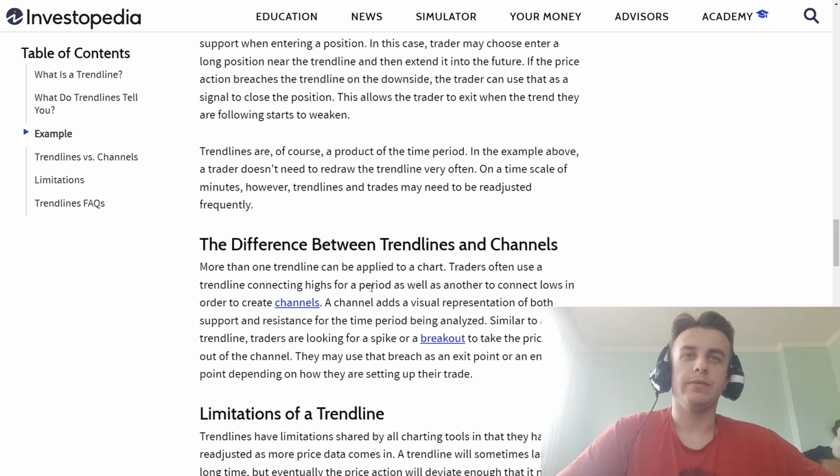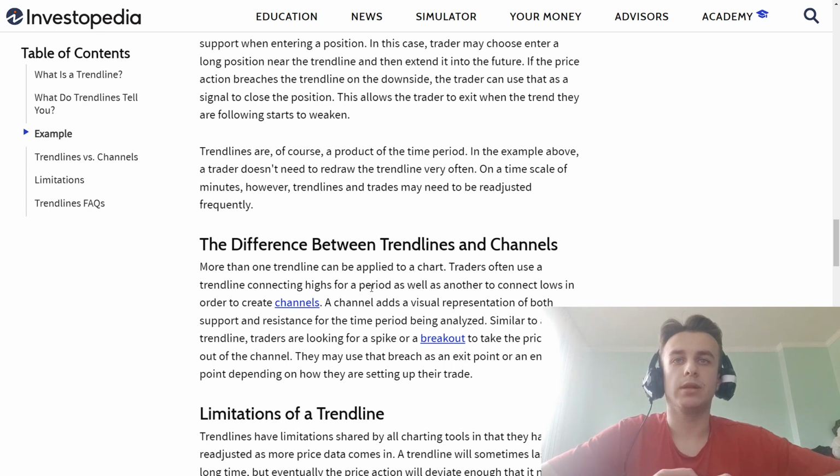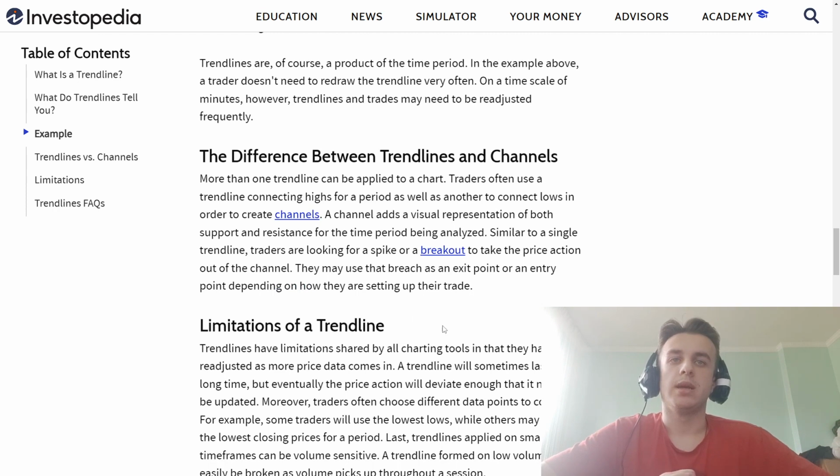Next, the difference between trends and channels, and where the trend line can be applied. Chart traders often use a trend line connecting highs in one period and another connecting lows in order to create a channel. A channel is a visual representation of both support and resistance for the time period. Analysts using a similar technical trading approach look for a spike and breakout to take price action out of the channel. They may use the break as an exit point or an entry point, depending on how they are setting up their trade.